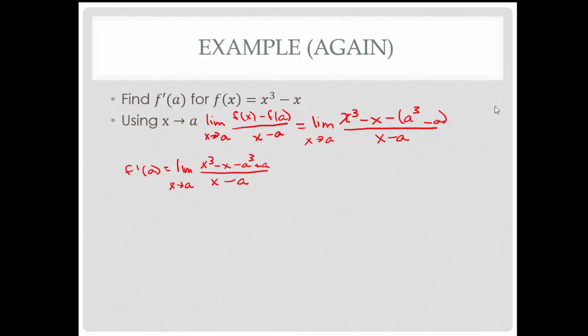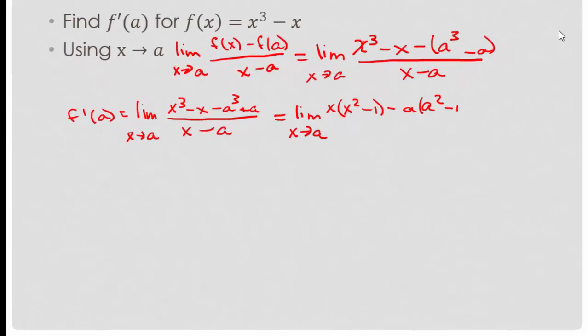If you remember the factoring technique for anything that contains 4 terms, if they don't all 4 have something in common, you want to try factoring by grouping. That involves factoring out what's common to the first 2. So that's x. That'll leave you with an x squared minus 1. And then factoring out what's common to the second 2, which in this case would be a minus a. And that's going to leave you with an a squared minus 1.